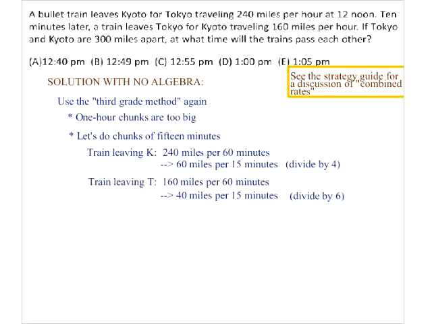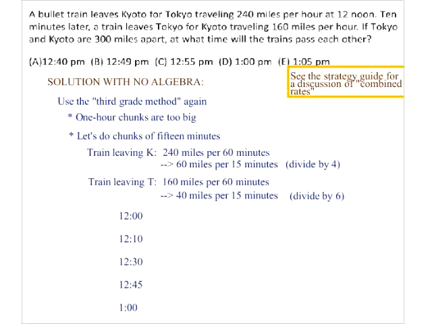Okay, so 12 o'clock, 12:15, 12:30, 12:45, 1 o'clock. Yeah, okay, we need 12:10.